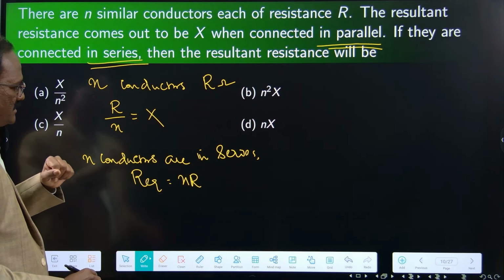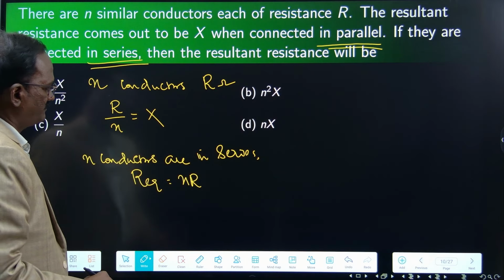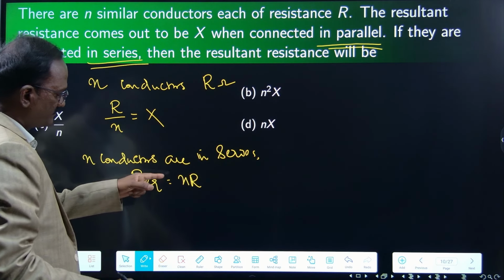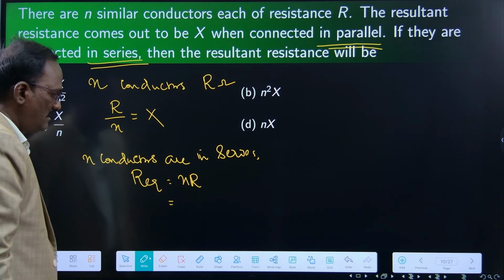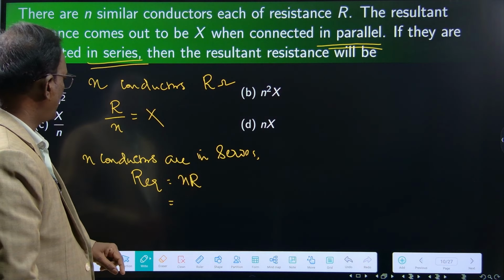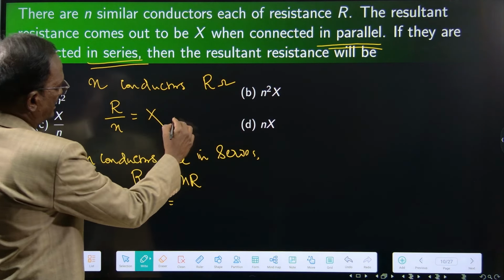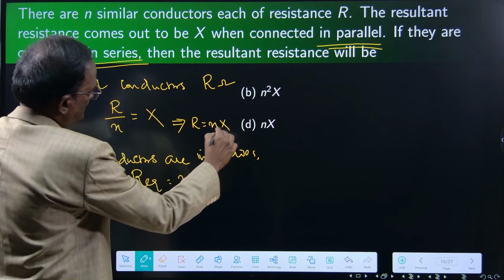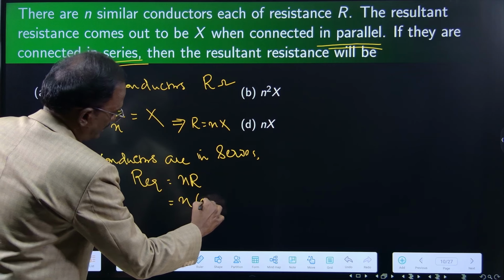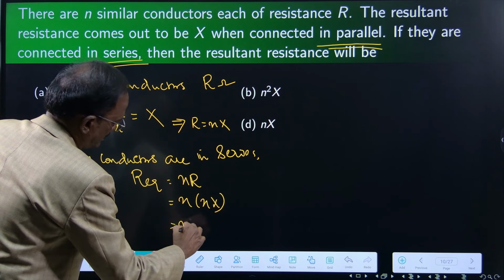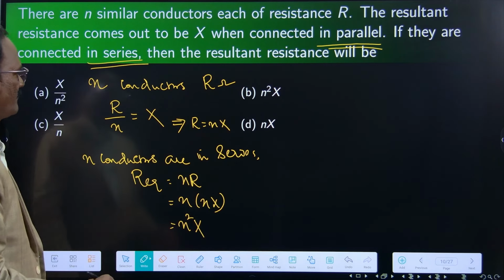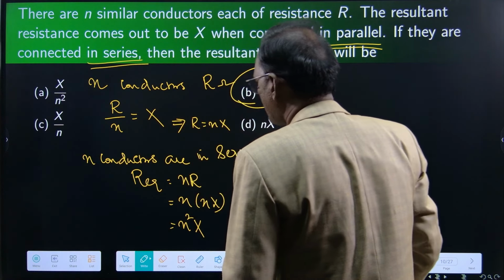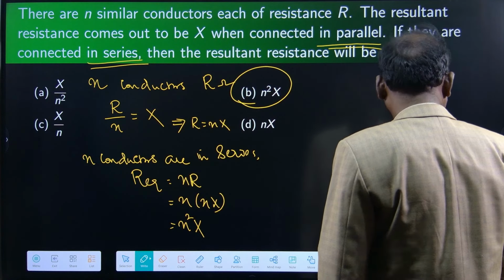But in the options, there is no R available. N and X are there, right? So we have to remove R from here. So R is equal to N into X. Put R is equal to N into X. So the answer is N square X. N square X, option B. Option B is correct.